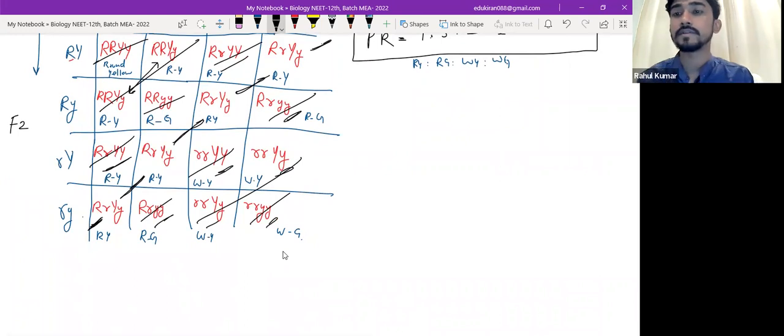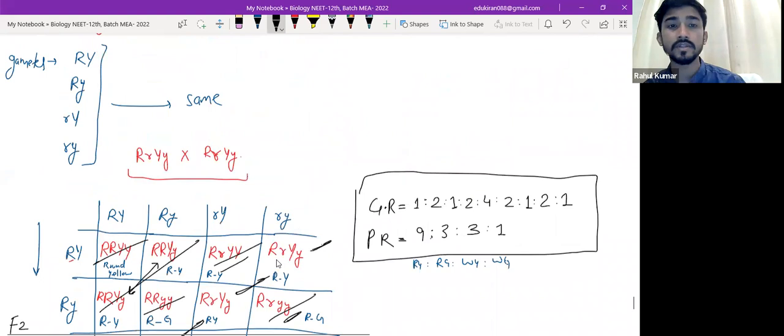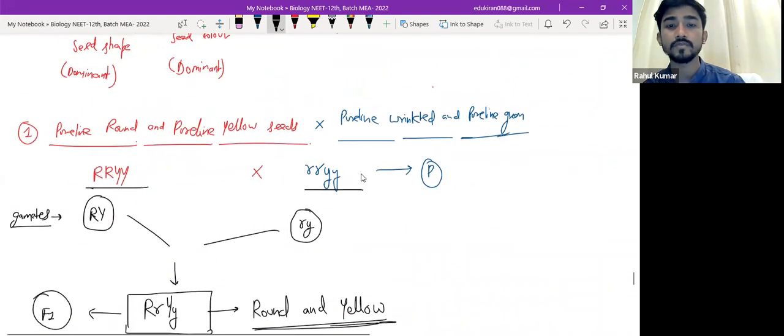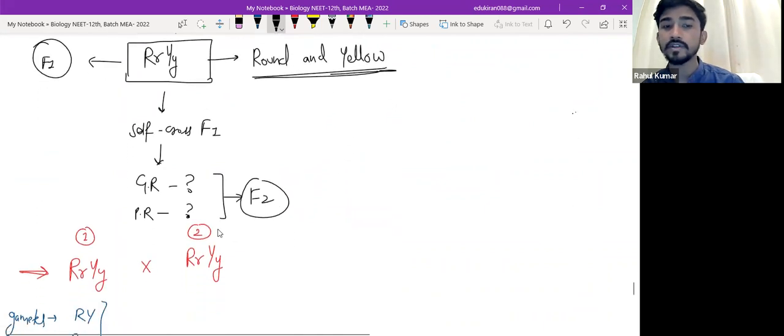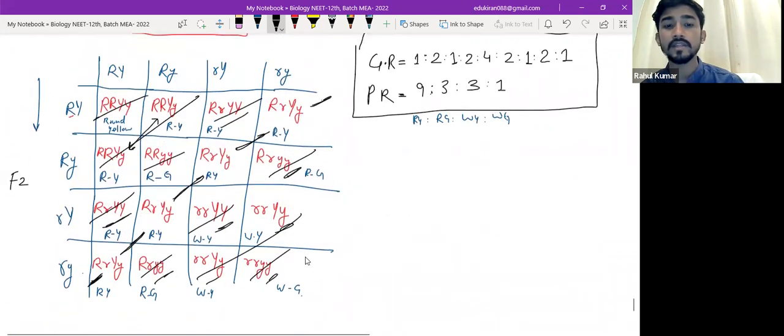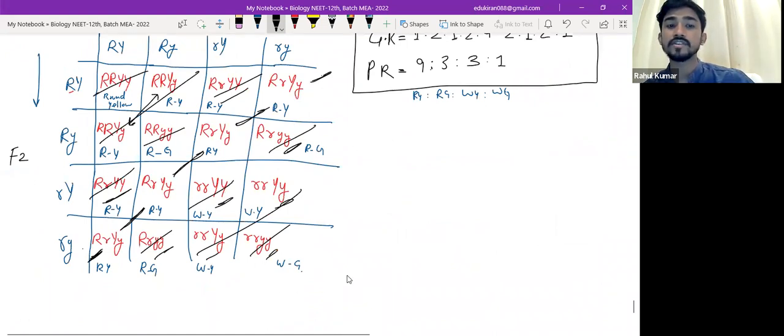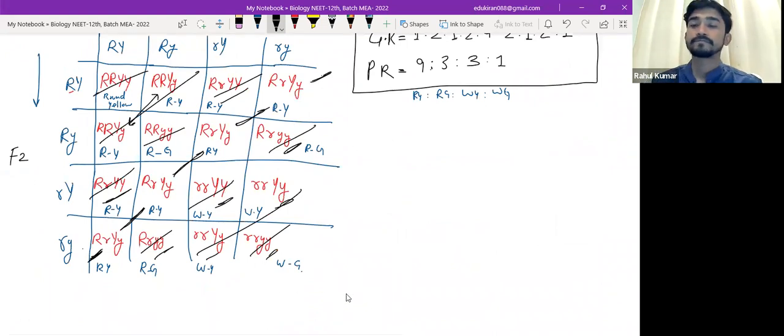Sorry, in the parent generation there was wrinkled and green to begin with. Here, this was wrinkled and green. But in the F1 generation, there was no wrinkled or green. But in F2, again, there is the wrinkled and green character visible. Do you understand? Yes or no? Is it clear?